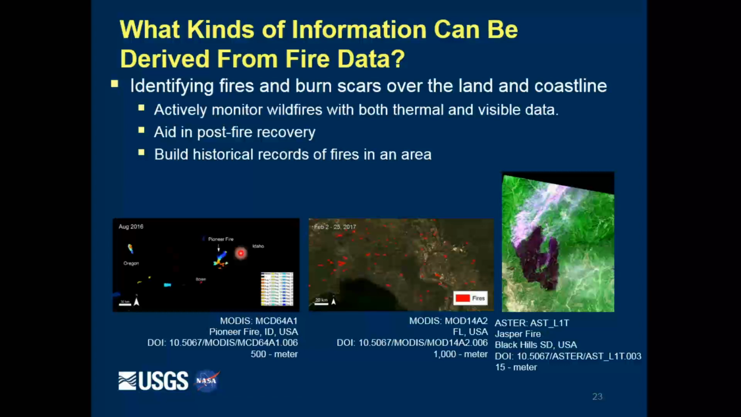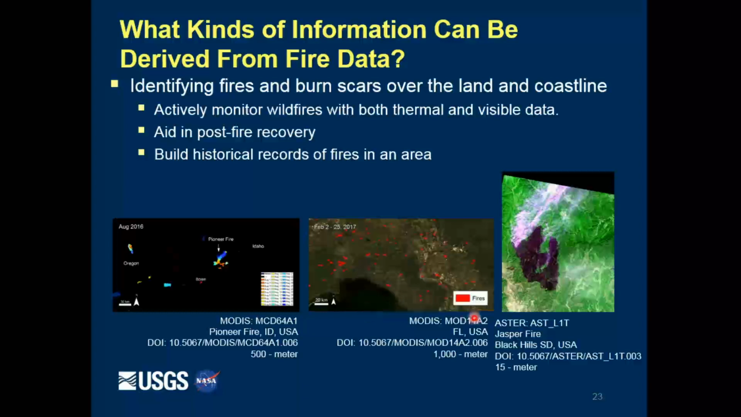So it's really interesting to be able to observe those burn scars. The middle one shows the area of northern Florida during the month of February from 2017. The red dots are going to be fires that existed during that time. So if you're interested in fire data, we definitely have a lot that can help you.